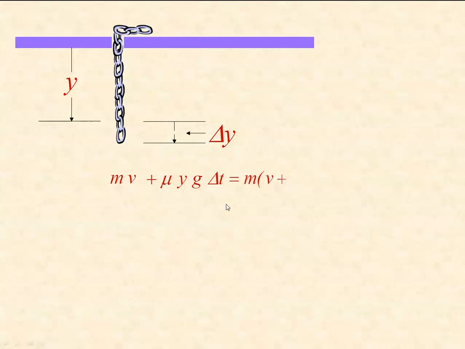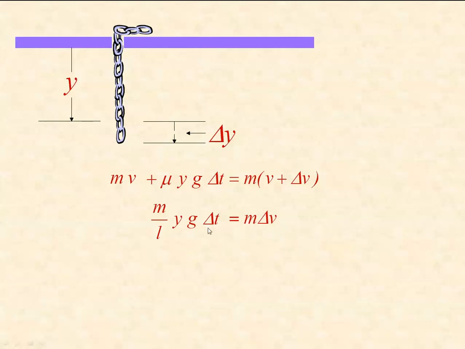And then we set that equal to the mass times the velocity, because all the mass is still moving, but the velocity is changed by delta v. So we have m(v plus delta v). Now, if you take a look at simplifying that equation, you'll notice that the mv right here and that mv are going to cancel out. And you're left with mu, which is m over L, times y times g times delta t, and that all is equal to m times delta v.